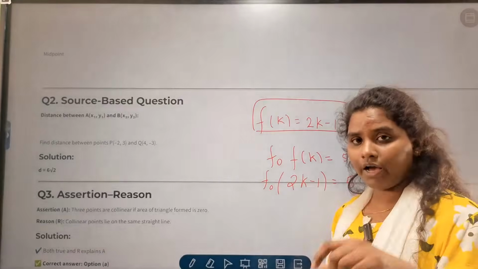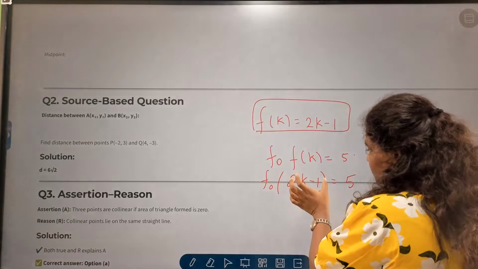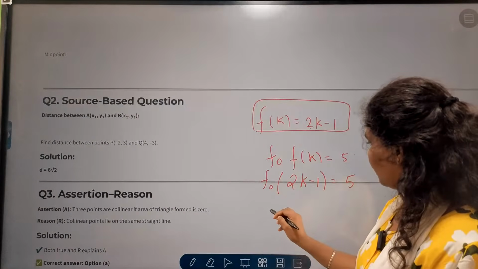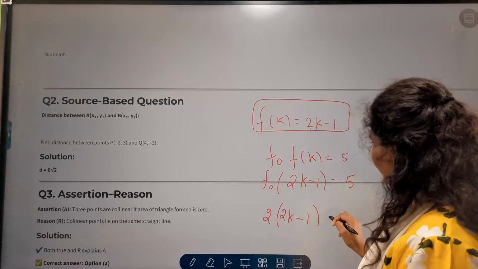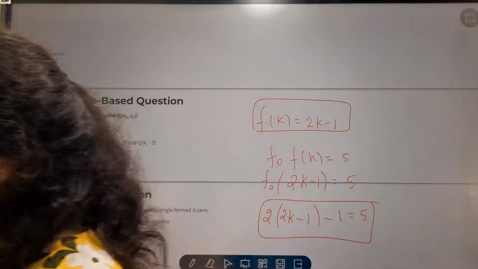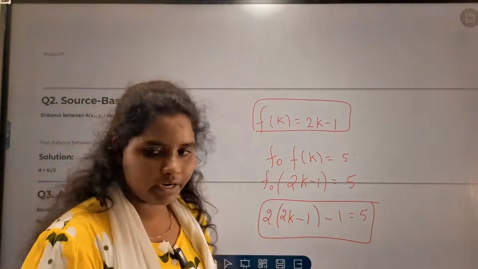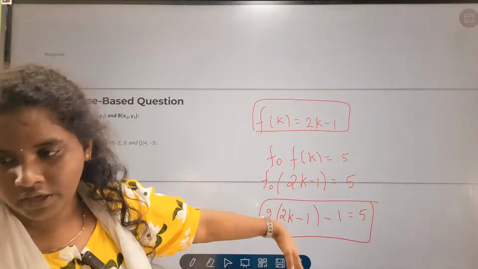Then again, it's f composition of something, which can be written as 2 times of (k minus 1), so I'm going to write 2 times of all the terms, (2k minus 1) minus 1, which is equal to 5. If you simplify this, we'll get the k value. Yes, can you say the area is equal to 0? It's right, which means the collinearity condition is satisfied, right? Yes, so see here, if we simplify, can you say the k value?